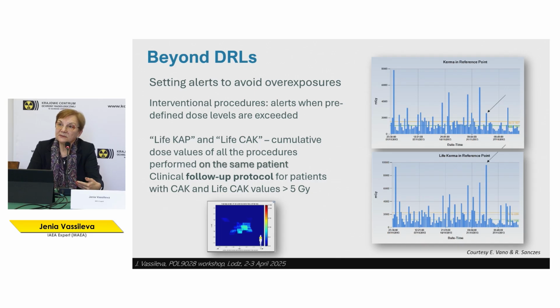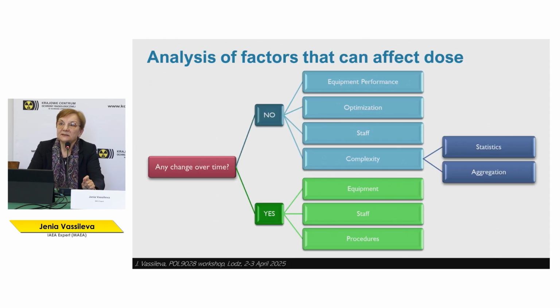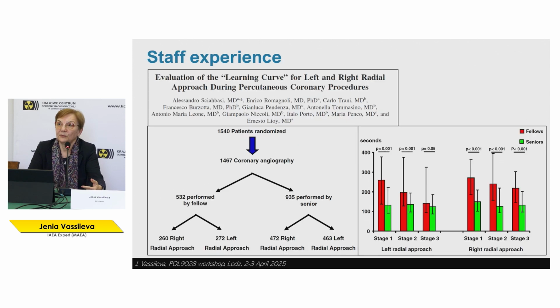So this could be used beyond just establishing DRLs. You can see live KAP, live reference KERMA and accumulation, and it also provides immediate feedback if the dose exceeds the trigger and there is a risk for skin injuries for that patient. So using this data, because you need data to be able to optimize, you need to look at all the factors that contribute and apply changes and optimize practice.